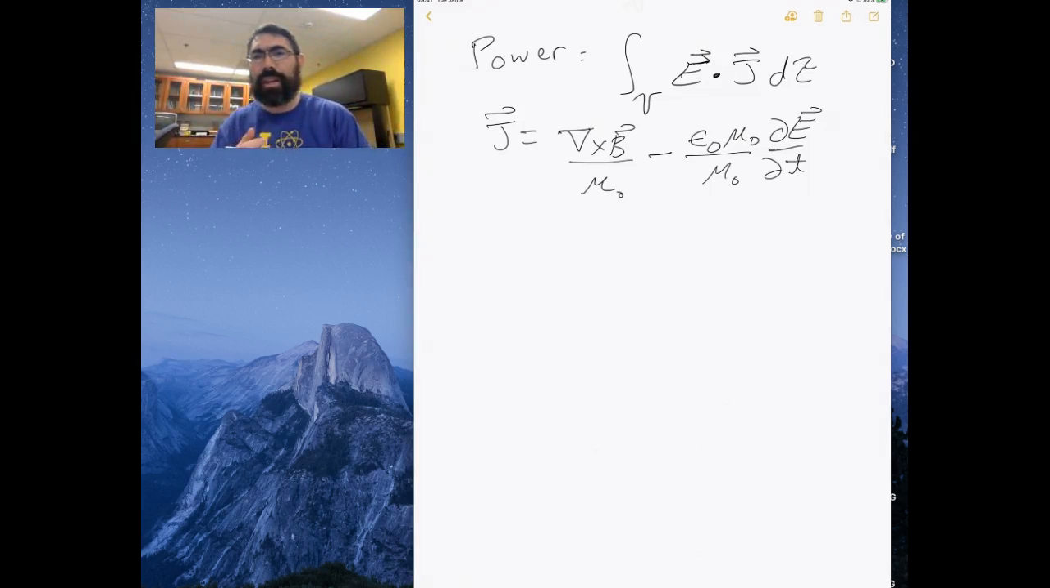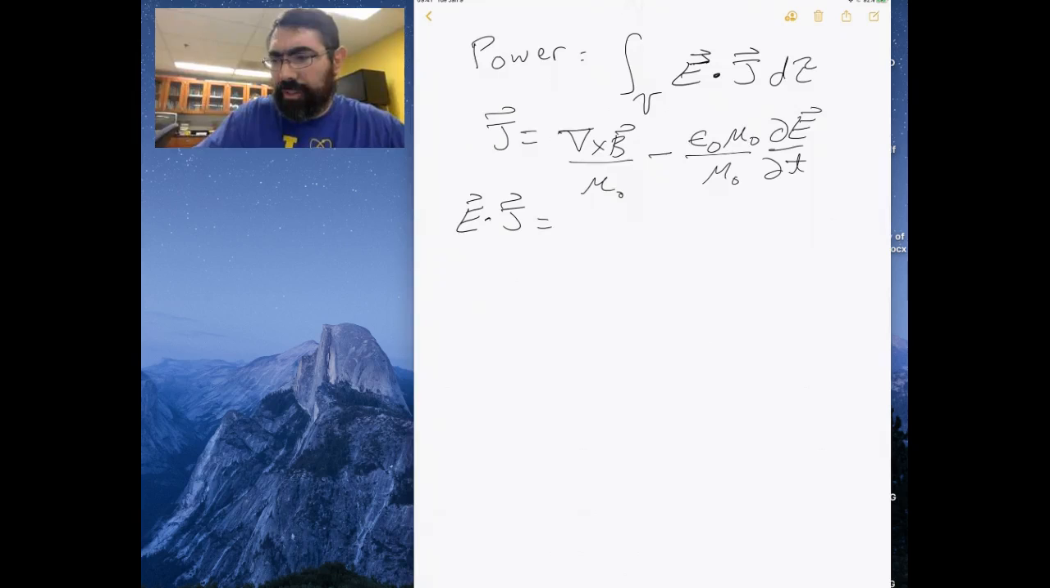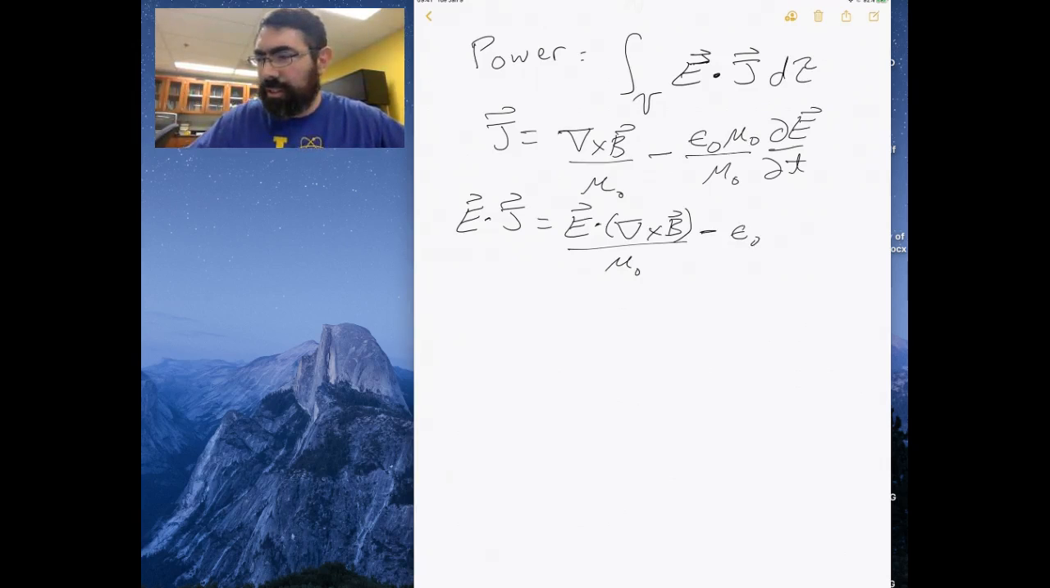Now we'll dot that with the electric field. So I get the electric field dotted into the current is equal to the electric field dotted into the curl of the magnetic field divided by mu naught, minus epsilon naught, the electric field dotted into the time derivative of the electric field.